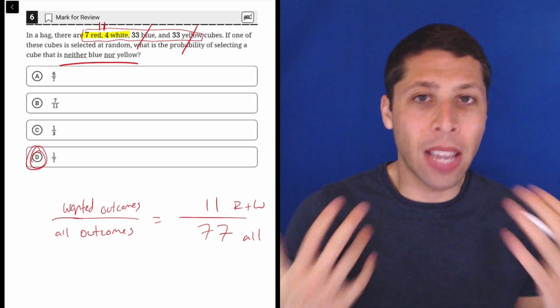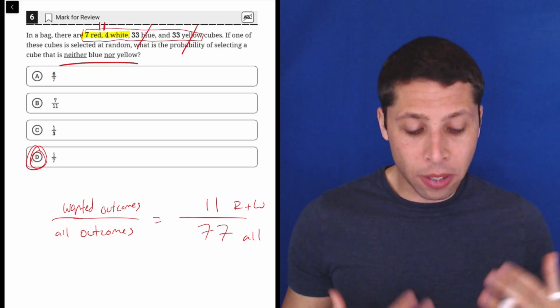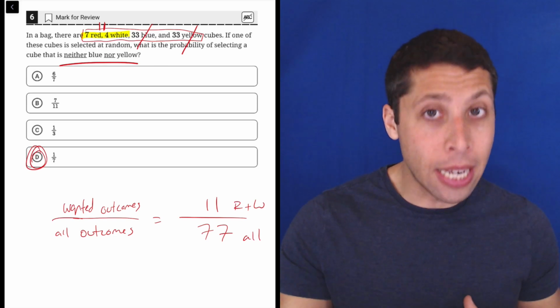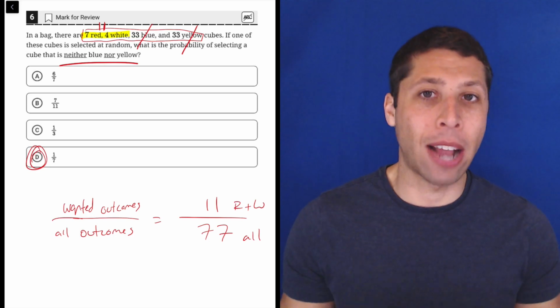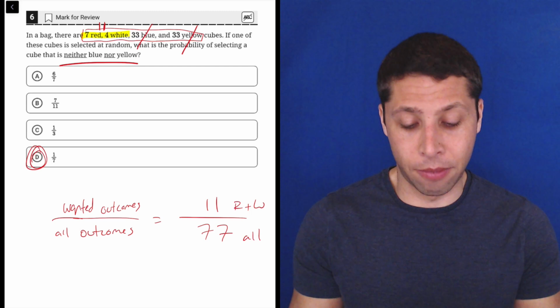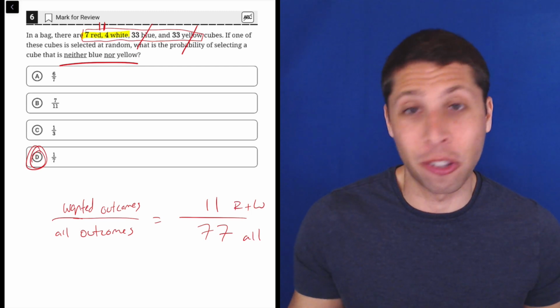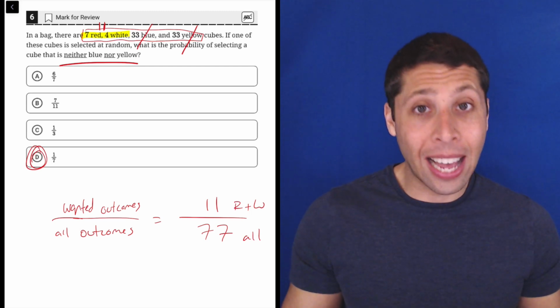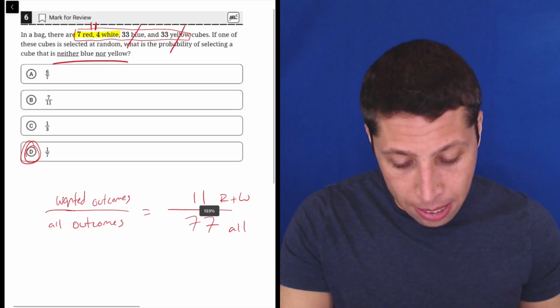So I think probability scares people, but most of the time, like I said, it is more about reading carefully than it is about actually doing any math. If we did need to reduce this, we would use the fractions function in the calculator by just doing division. But yeah, it's usually just about reducing fractions.